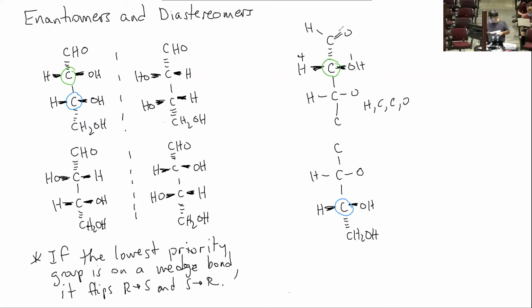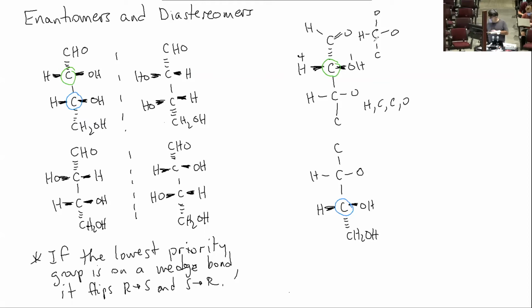What about this one? We've got C double bond O, and remember the rule, C double bond O is like C with 2 single bond O's. So every time you see a multiple bond, it's as if you had that many single bonds to the same type of atom. That goes for all double and triple bonds, with no exception. So that's part of the Cahn-Ingold-Prelog rules.